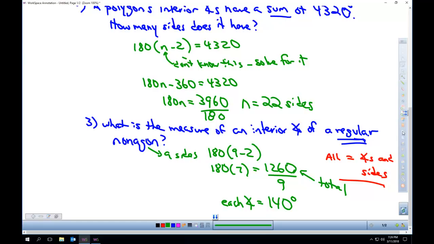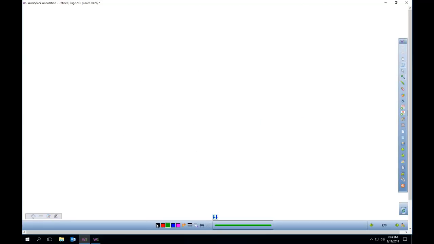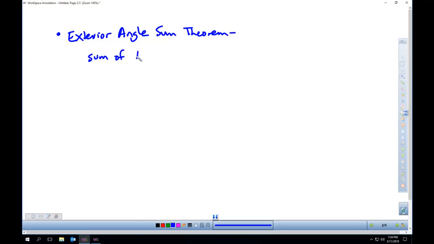Okay? So this is the first of the two theorems, all right? And hopefully you'll find that's the more difficult of the two, and I don't really think that is that difficult. Here's the easier one. It's called the Exterior Angle Sum Theorem. Exterior Angle Sum Theorem. And what that says is the sum of the measures of all of the exterior angles.